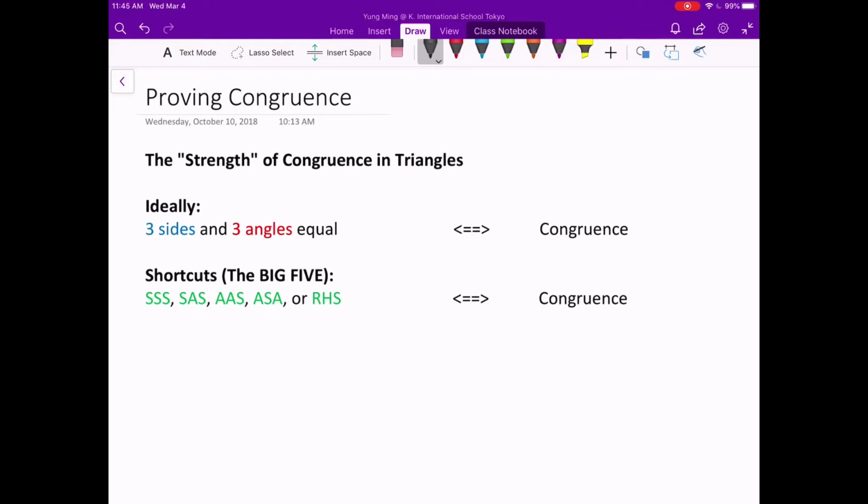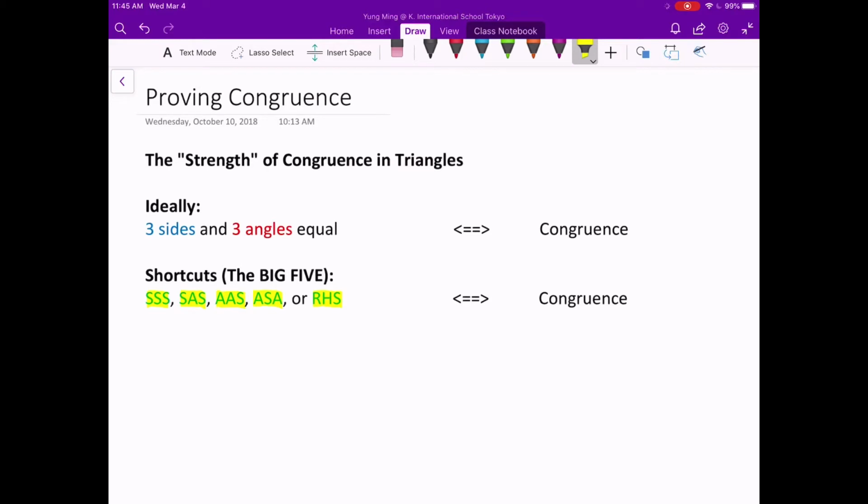So basically, in order for you to prove two triangles being congruent, you need to have three sides equal and three angles equal. So you actually need to make sure you have six things being equal in order to have congruence. But then we realized that we actually have shortcuts, what we call the big five. Well, I just named it by myself. You have SSS, SAS, AAS, ASA, or RHS. So that's what we talked about yesterday.